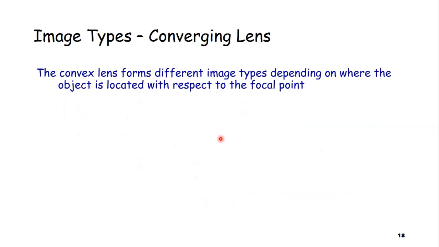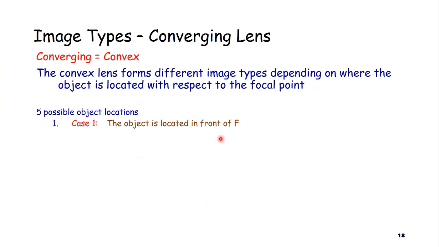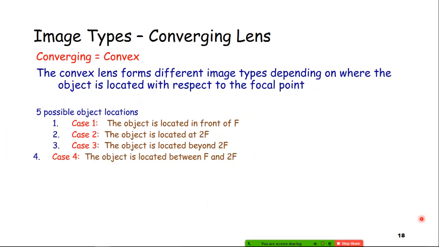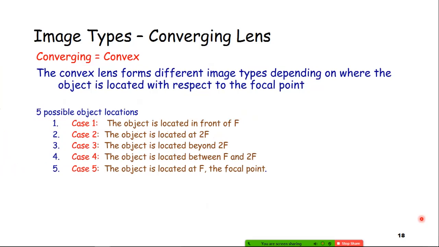And here we are going to draw some image types of a converging lens, that is, different images from it. Here the convex lens is a converging lens, and there are 5 possible object locations. Case 1 is the object located in front of F, case 2 is the object located at 2F, and case 3 is the object located beyond 2F. Case 4 is the object located between F and 2F, and case 5 is the object located at F, where F is the focal point. These are the 5 possible object locations.